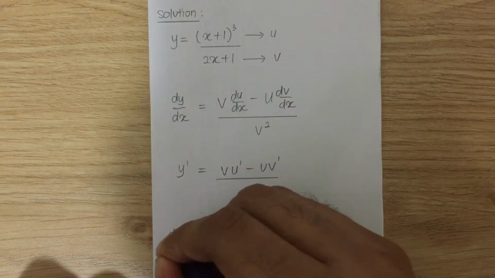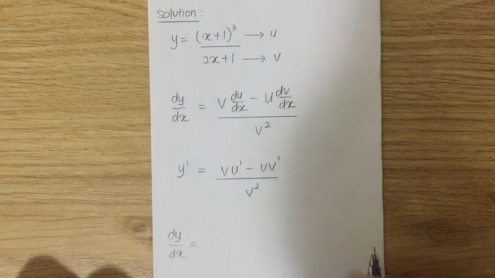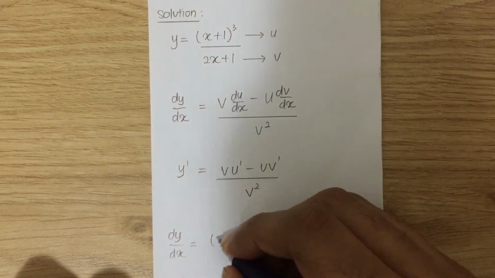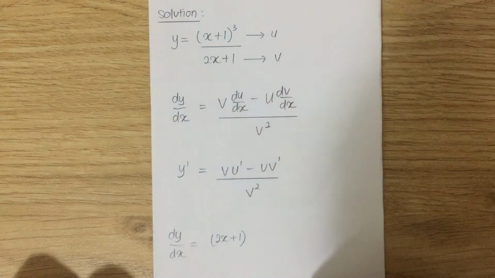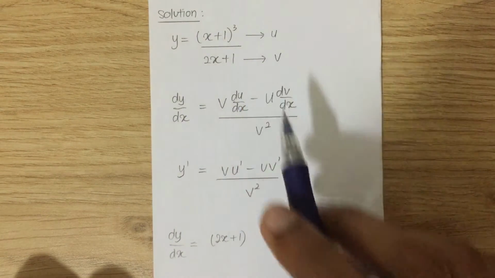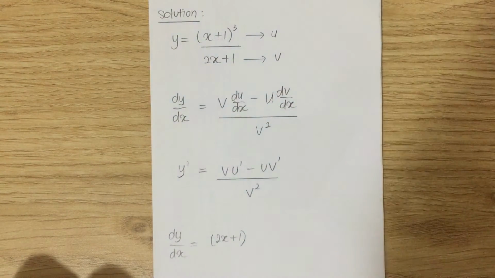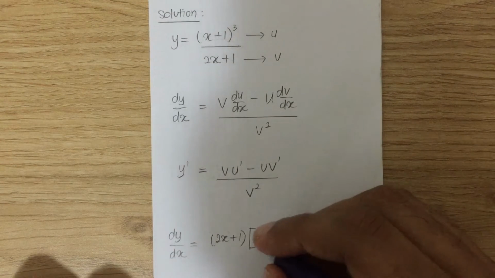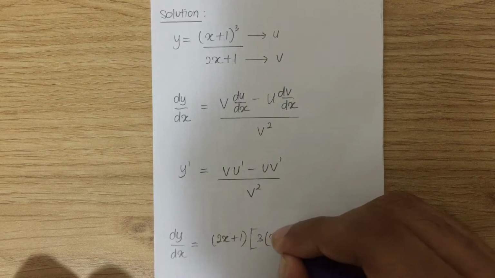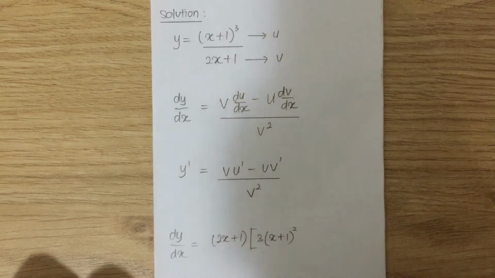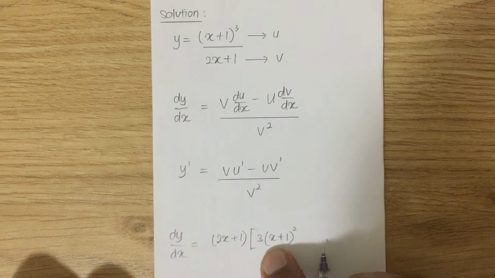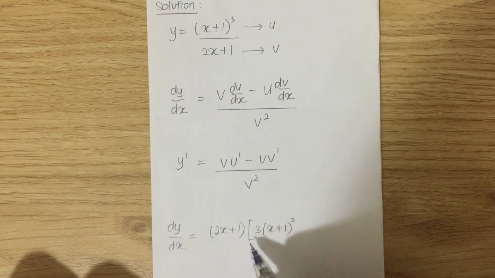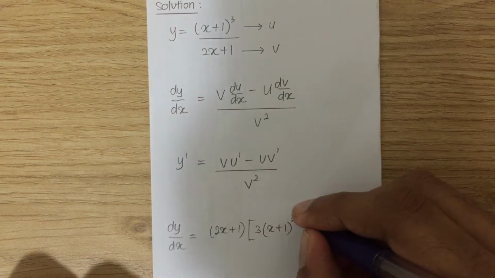So dy over dx is equals to, let us start with the v. What is the v over here? In this case, it is 2x plus 1. So from here, 2x plus 1 times with the differentiation of u. What is the u over here? It is (x plus 1) cube. So you differentiate this, and you get 3 in a bracket (x plus 1) square, and then you times the differentiation inside the bracket. Since inside the bracket here is 1, so 3 times with 1 is 3. So you can just leave your differentiation in this way.